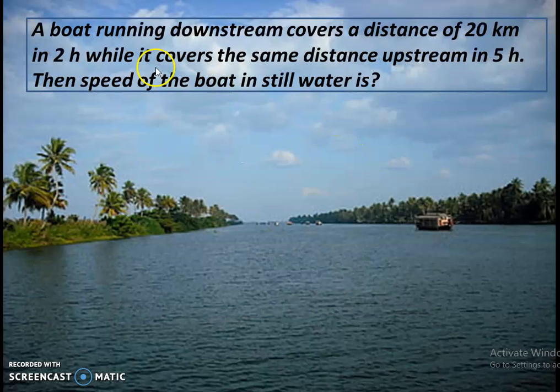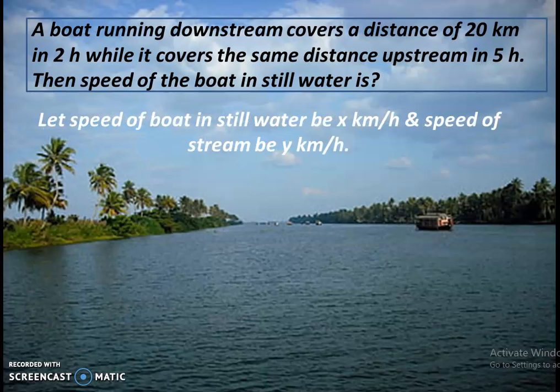Now the next question is, a boat running downstream covers a distance of 20 km in 2 hours while it covers the same distance upstream in 5 hours. Then the speed of boat in still water is. So we need to calculate the speed of boat in still water, and it is given that the boat covers a distance of 20 km in 2 hours. So downstream speed we can calculate. First assume that the speed of boat in still water is x km per hour and the speed of stream is y km per hour.